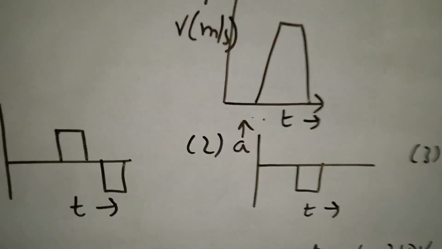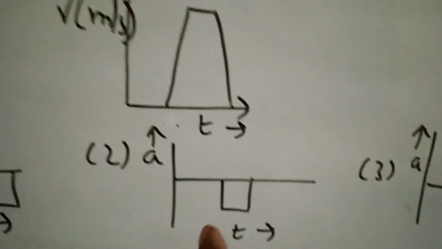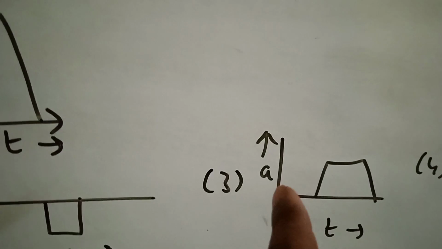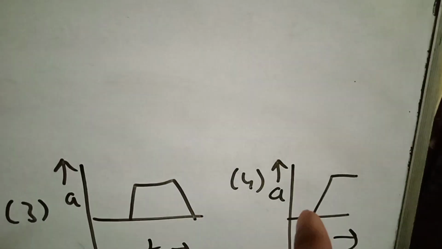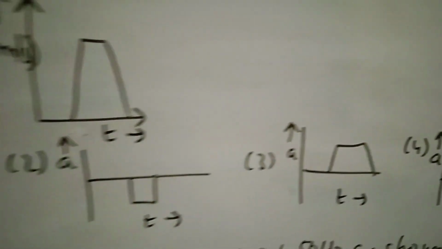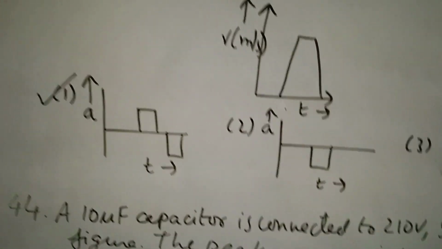Let us see if option number 2 is incorrect. Is not possible, negative it is there. Number 3 again same as velocity time graph, which is not possible. And number 4 again acceleration time graph is not there because it is not same as velocity. So option number A is correct.